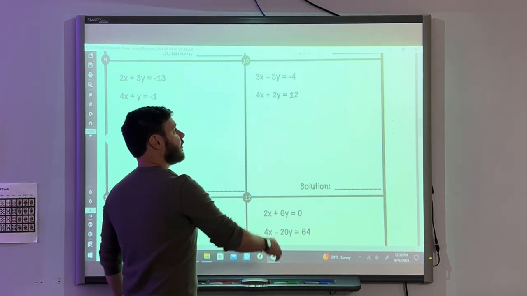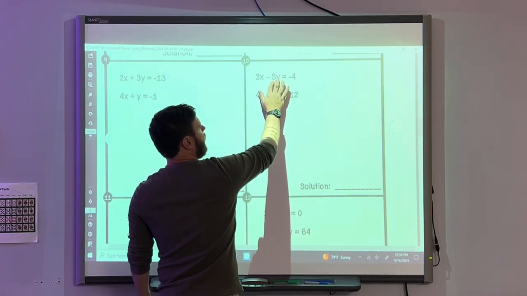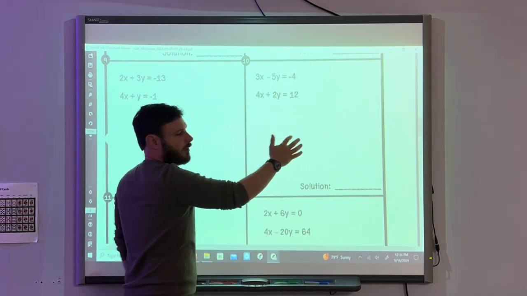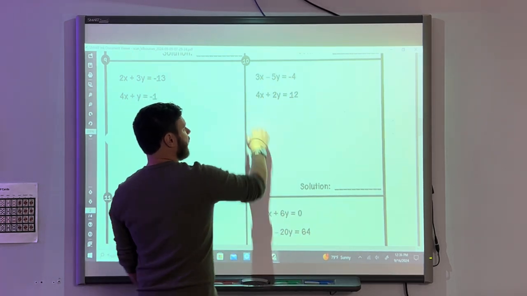That's gross. So for the same reason, I'm not going to solve for this y, because I divide by 5 and I get a 3 over 5, and that's gross. So I'm not going to use this one at all.